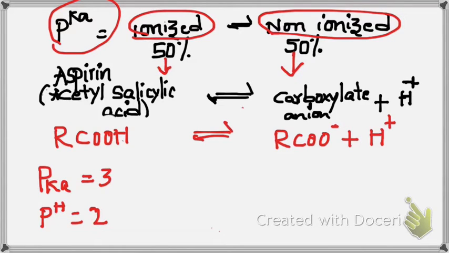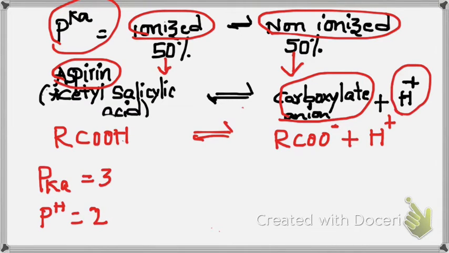So let's consider aspirin. Its chemical name is acetyl salicylic acid. When it enters the GIT, it ionizes to a carboxylate anion and H plus, a proton. So this is the chemical equation. The pKa of aspirin is 3. Generally they say pKa of the drug, but it's actually the pKa of the functional group. So the functional group present in the drug molecule tells the pKa.